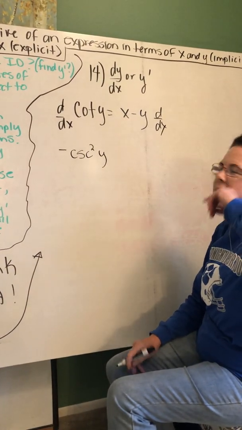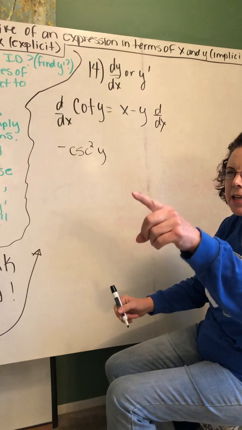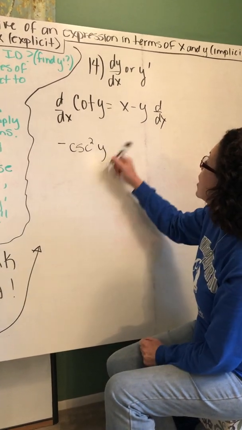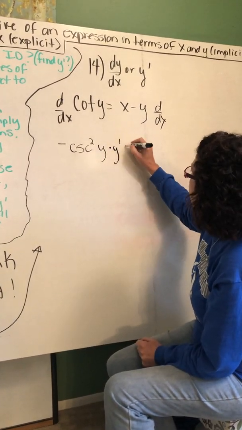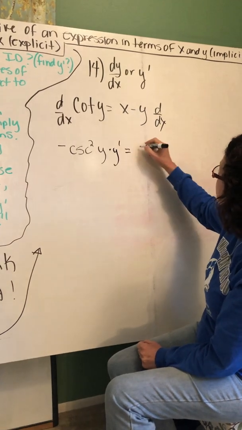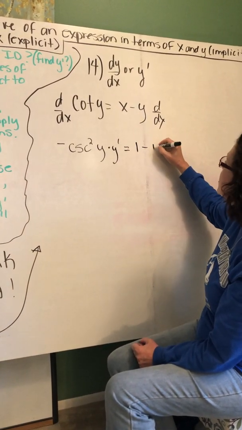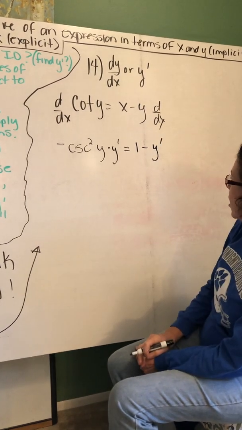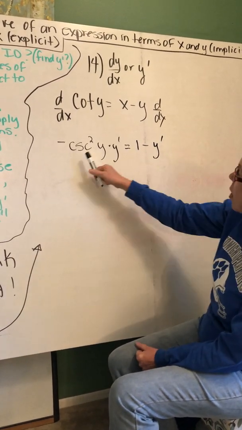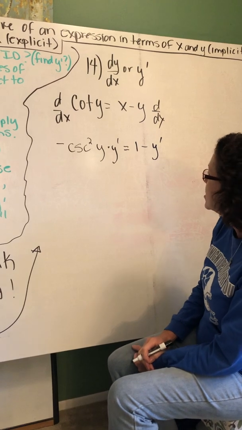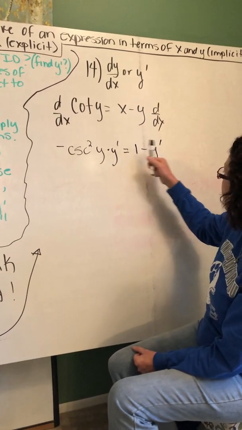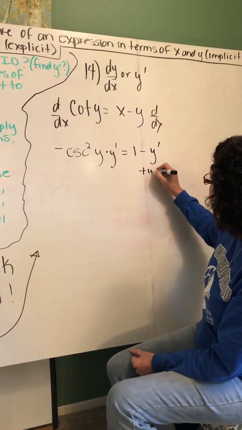Let me think about that a minute. Is that true? The derivative of tangent is secant squared. Yep, got it. Times y prime equals the derivative of x is 1 minus the derivative of y is 1 times y prime. Okay, take a look here. I have to have all my y primes on one side of the equation, so I'm going to add a y prime to both sides.